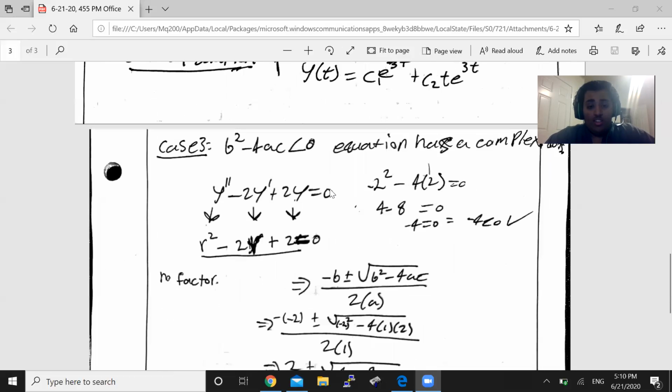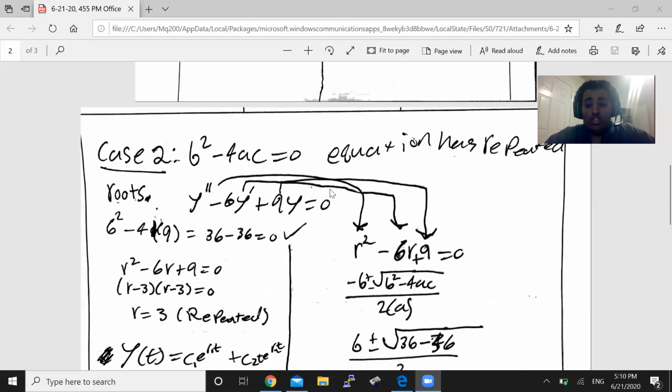So those are the three cases: two distinct roots, double repeated roots, and complex roots with an imaginary number.